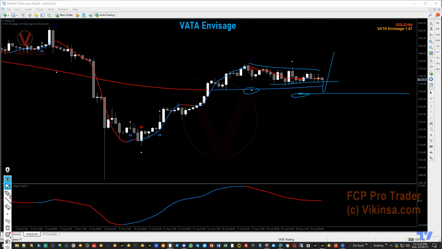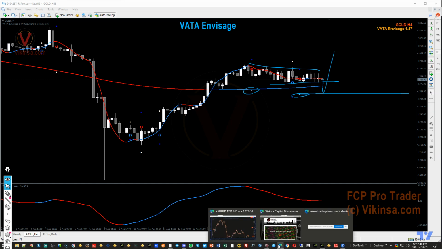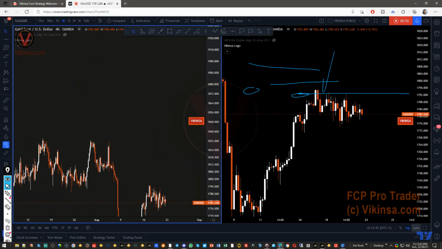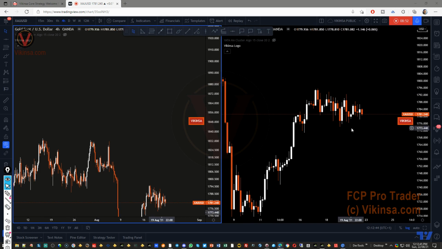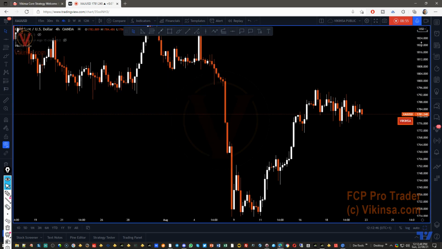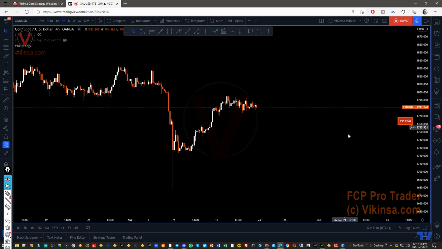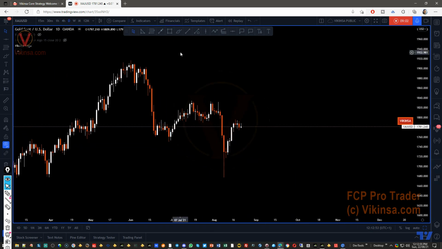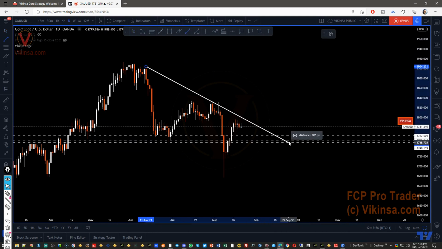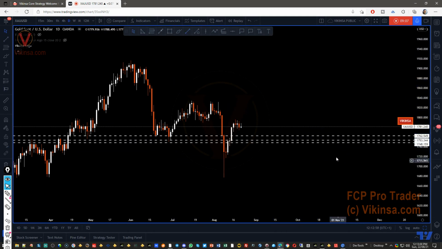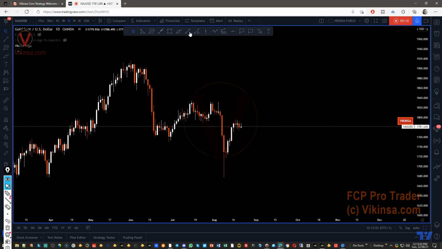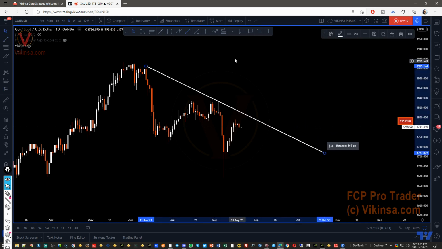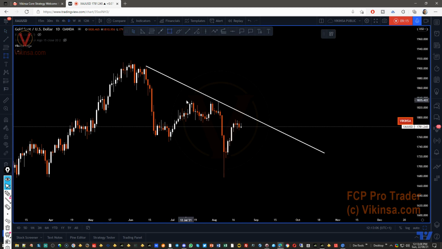Let me actually show you another aspect of gold. So let's clear this up. Not many of you are actually using FCP methodology, so let me show you a different way of looking at it, using the trend lines and other stuff. So if I draw Fibonacci, trend line from here to here, let's quickly remove this. So we have a trend line here. We also have this previous structure area here, and we also have this structure level here.